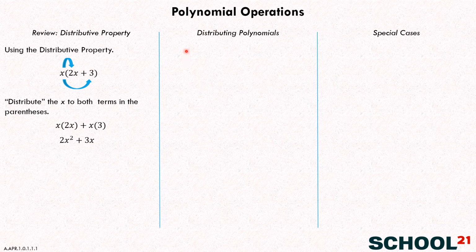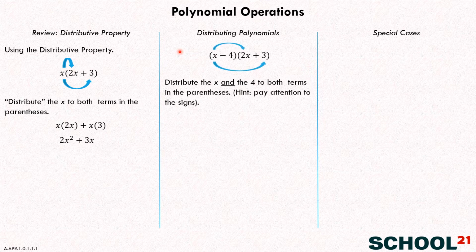Well, the interesting thing is when you do polynomial operations, you're really just doing the distributive property in a little bit more of a complicated way. So let's take a look at over here. Here we have the same thing inside the second parentheses, 2x plus 3, same as over here. But instead of just x on the outside, we have this x minus 4. And when we have a situation like that, the thing you have to remember is that you're going to distribute not just the x to the 2x plus 3, but also the minus 4. So it's going to look like that. You're going to distribute both the x and the 4 to both terms that are inside the parentheses.